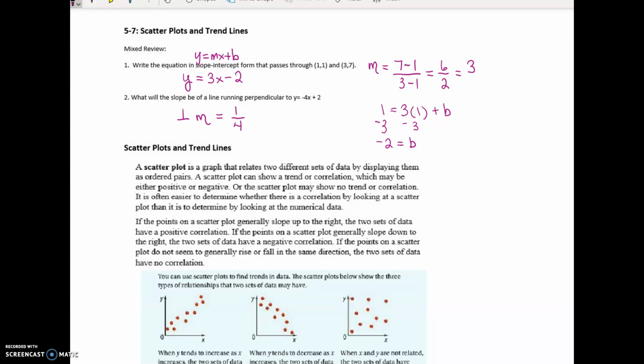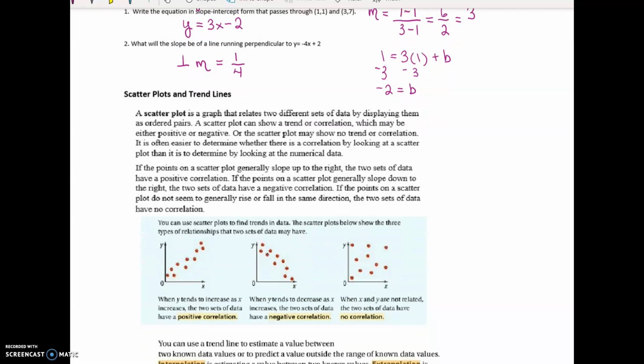And then we talked the other day about slope and perpendicular lines. The slopes of perpendicular lines have to be opposite reciprocals. So in this case, the opposite reciprocal of -4 is 1/4. So just be aware of that, just reviewing some of those concepts there.